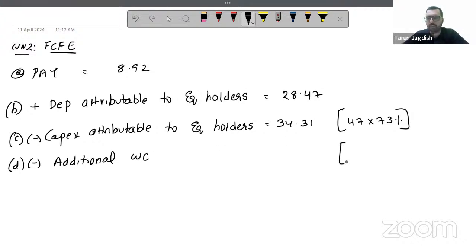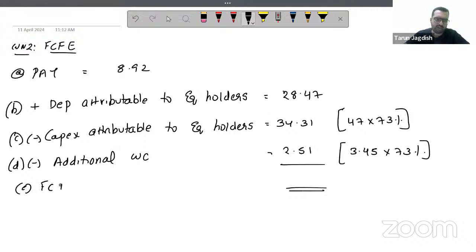Less additional working capital. So I think here it was 3.45. Again, we will multiply with 73%. You get 2.51. Okay. So once I do this, I will get the free cash flow to equity. So that is 28.47 minus 8.92 plus 28.47 minus 34.31 minus 2.51. So do you get the answer over here as 0.57 rupees per share? This will be your free cash flow at the end of year 0.